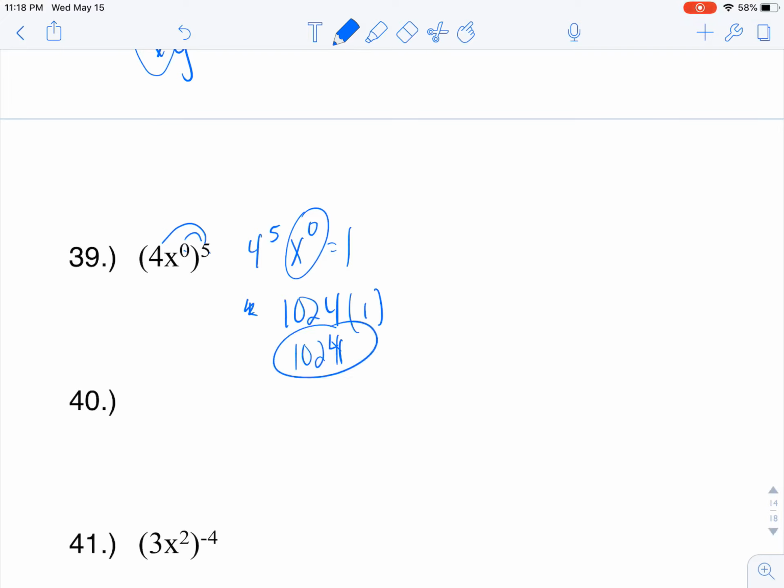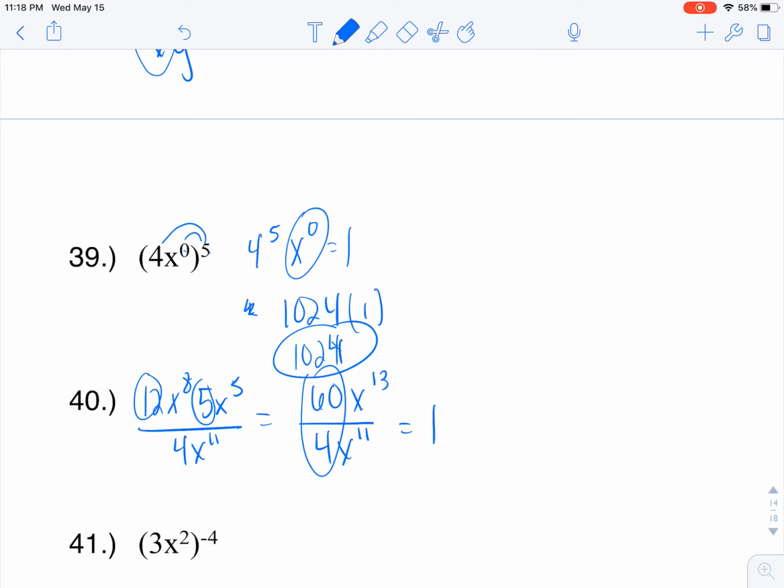All right, number 40. So 12x to the 8th, 5x to the 5th, all over 4x to the 11th. We're going to start with our numbers. So 60, and then we're going to add the 8 plus 5, which gives me 13. Now divide your numbers. 60 divided by 4 is 15. And if I divide these, I just subtract them, and it would give me 15x to the negative 2.